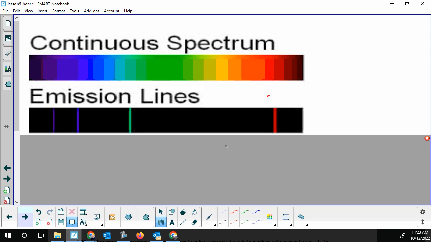This red line is the third energy level electrons falling down to two. The green is electrons in four falling to two, the blue is five to two, and that light purple is the six to two. This is characteristic of hydrogen. You see those exact colors and those exact frequencies, you can detect hydrogen.